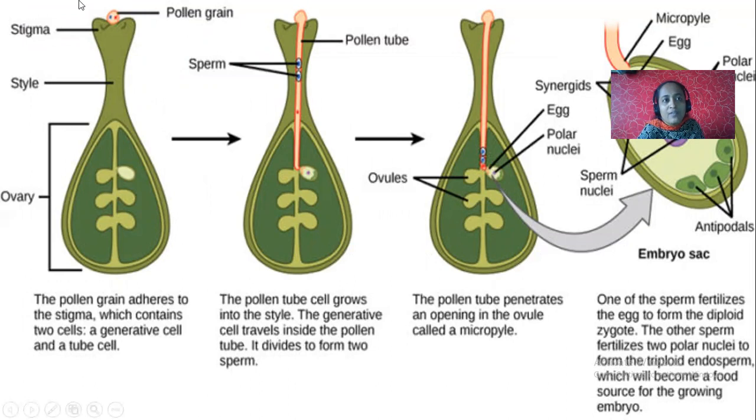When pollen grain falls on stigma, this process is called pollination, right? After pollination, what will happen? Stigma secretes a few sugar substances. With the help of that sugary substance, this pollen grain starts germination. What does it form? Pollen tube. It germinates one pollen tube. This pollen tube reaches the ovule, at the base of the ovule.